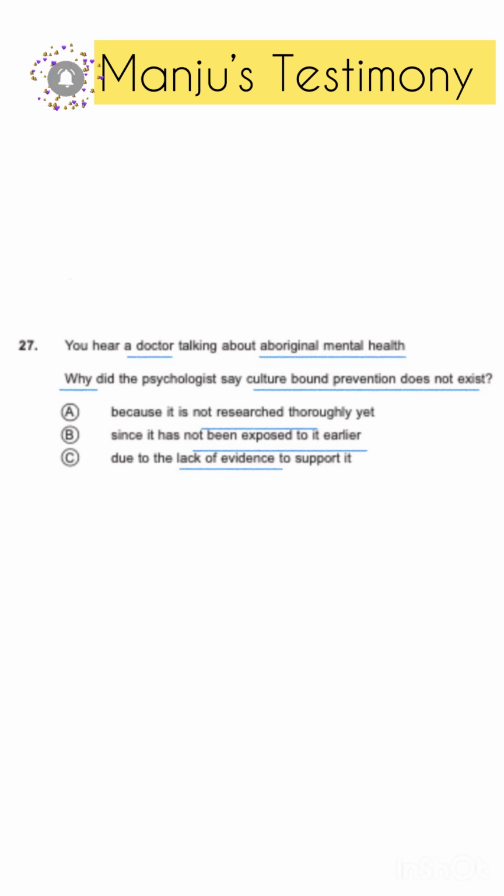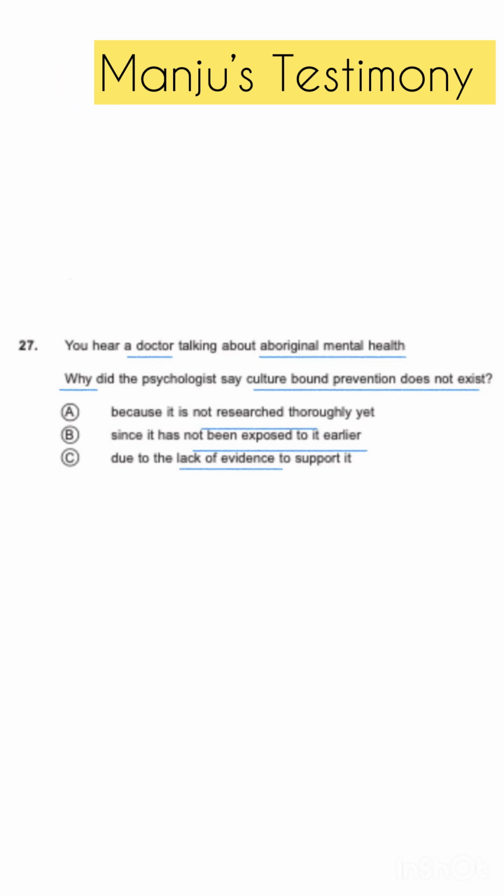So now we can easily eliminate option C, due to the lack of evidence to support it. The psychologist says that there was no evidence to support culture bound prevention or culture bound illness. So this is not the reason why he said that. So we can easily eliminate option C. Okay, but when the psychologist said there was no evidence to support culture bound prevention or culture bound illness, the doctor replied, you're right, because it is not written in any journal or scientific research, and the outside world is not exposed to it.